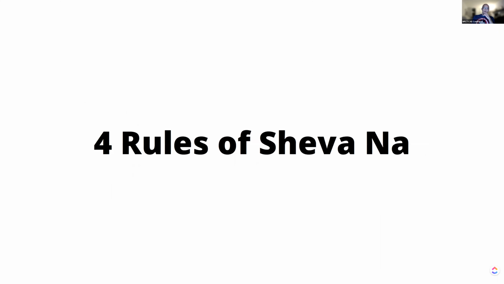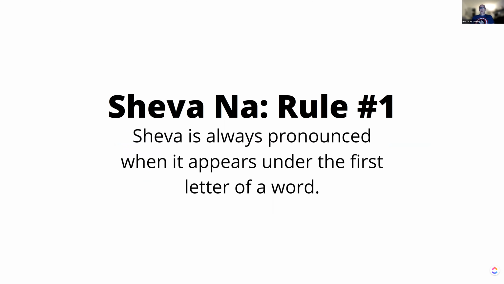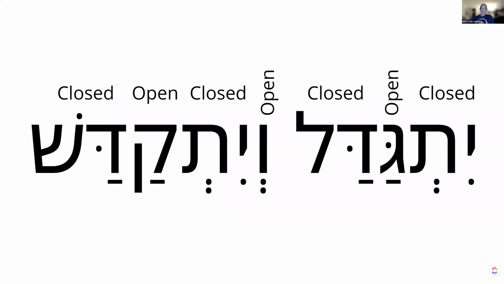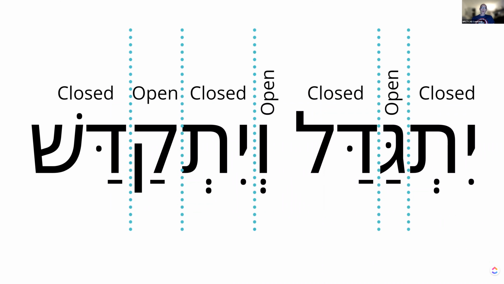All right. Now this is actually 5 rules. I forgot one when I wrote this slide and I didn't go back to correct it. First rule of schwa na. Schwa is always pronounced when it appears under the first letter of a word. We've seen that numerous times already in this session. Here's one on the second word, v'yit kadash.